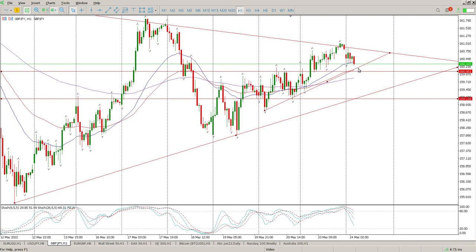Watch it on the 15-minute. If you start getting some inside bars, pin bars, engulfing bars on this area, then I would expect the gap to close.